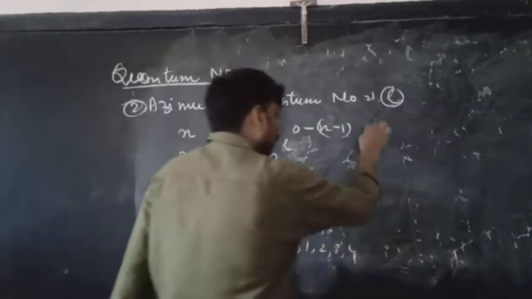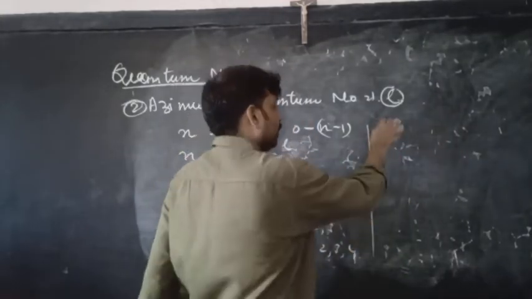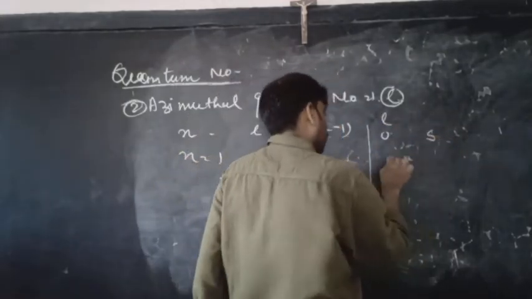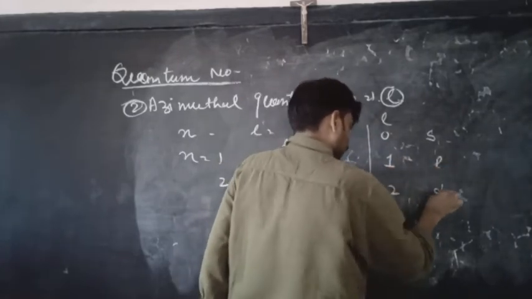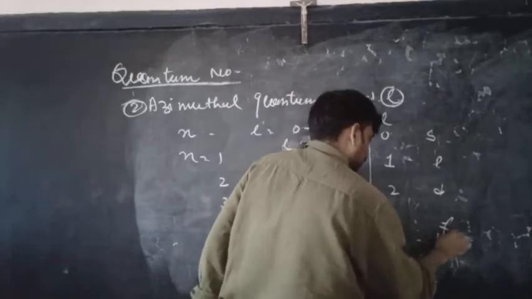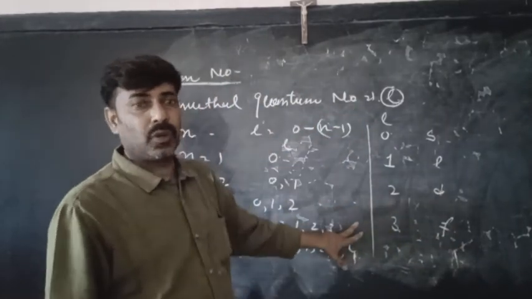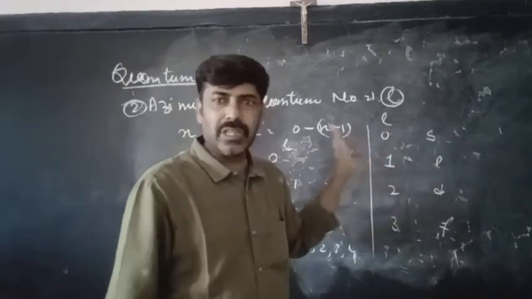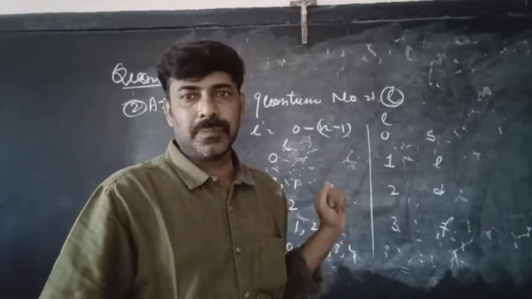Here you can say that the azimuthal quantum number 0 suggests the s subshell, 1 suggests the p subshell, 2 suggests the d subshell, and 3 suggests the f subshell. These are the different azimuthal quantum numbers and different subshells. Generally only these four subshells are used during electronic configuration.